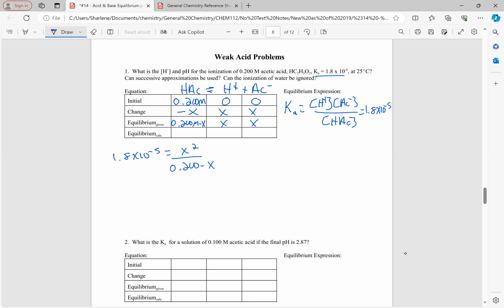I'm going to use my approximation, so I'm going to get rid of that minus x. And x squared is going to be 1.8 times 10 to the minus fifth times 0.2, and I'm going to square root that to find x. All right, 1.8 to the negative fifth, times 0.2, and square root. 1.89, and we get 2 sig figs, so 1.9 times 10 to the minus third.